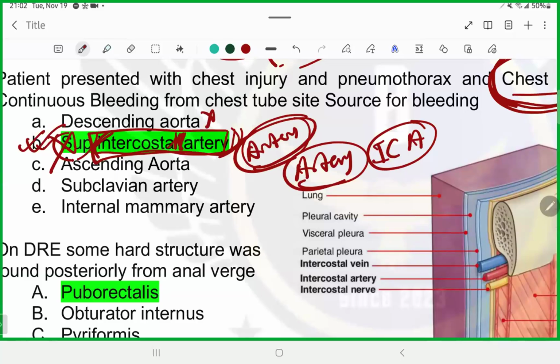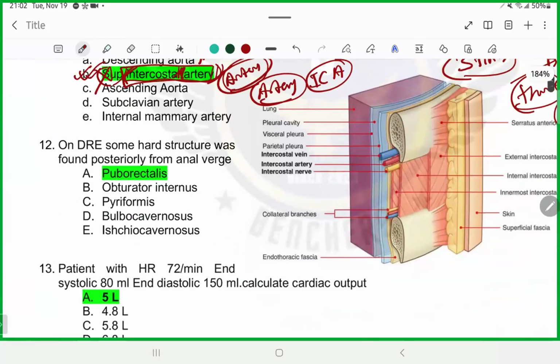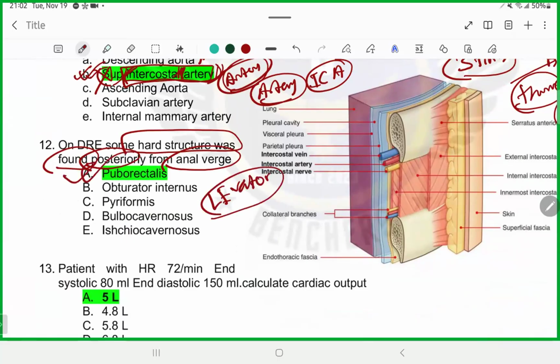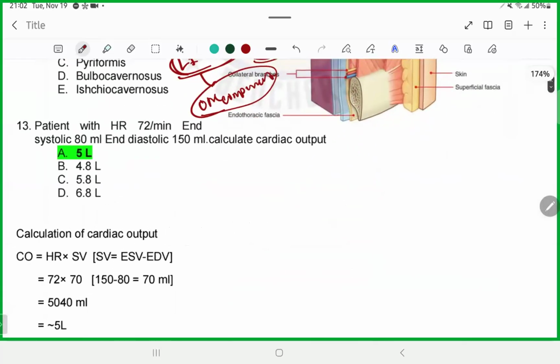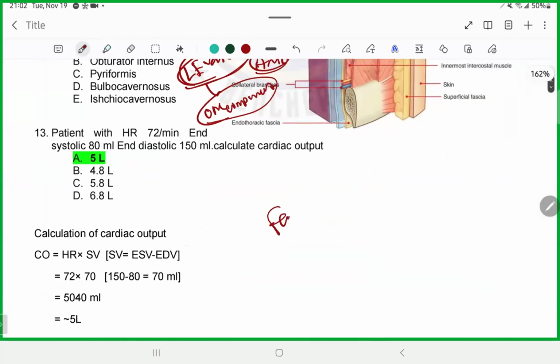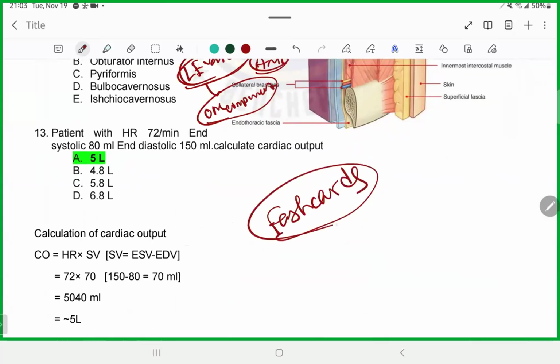Then on DRE, some structure was found posteriorly from anal verge. Very easy. People might say levator ani. Yes, that's a part of levator ani. But they just didn't give levator ani, they gave one component of levator ani, that is puborectalis. Did I attach a photo? No. Okay, we have a photo in our flashcards. Watch our flashcards for photos.